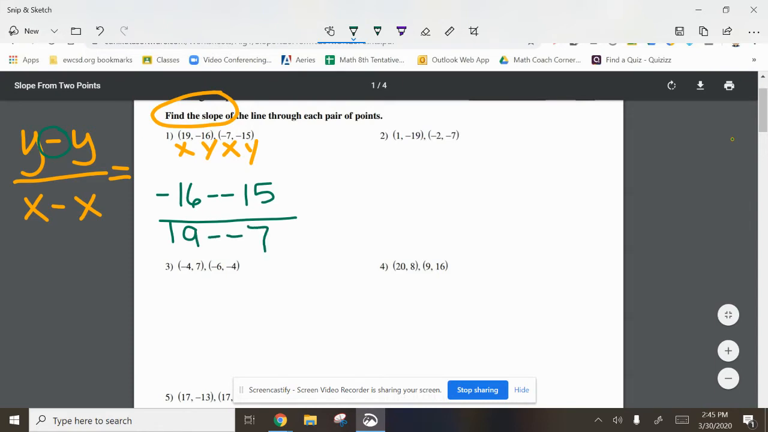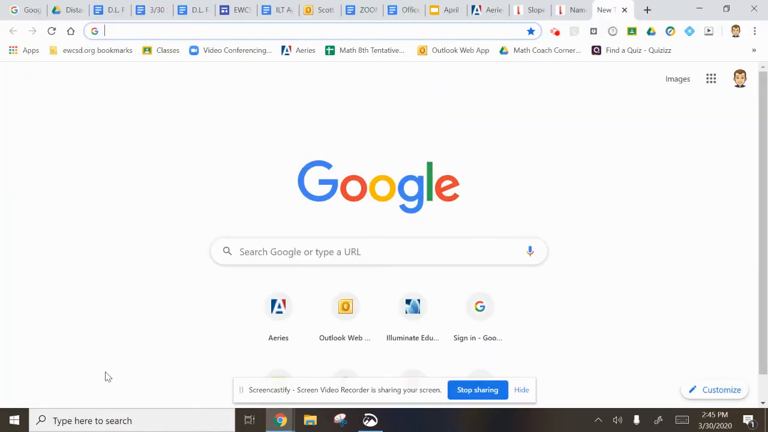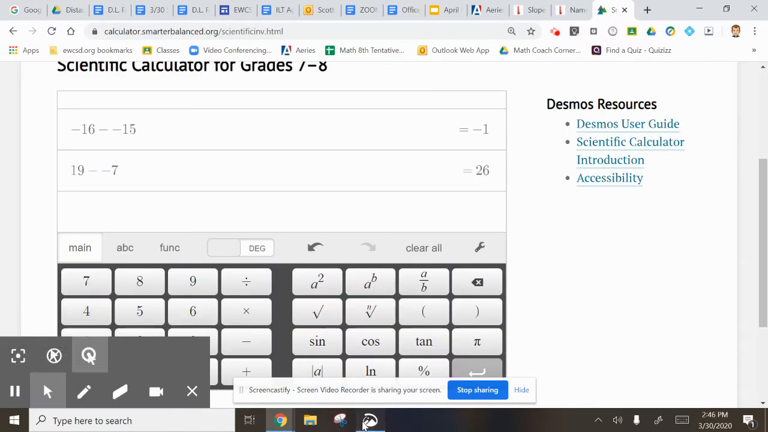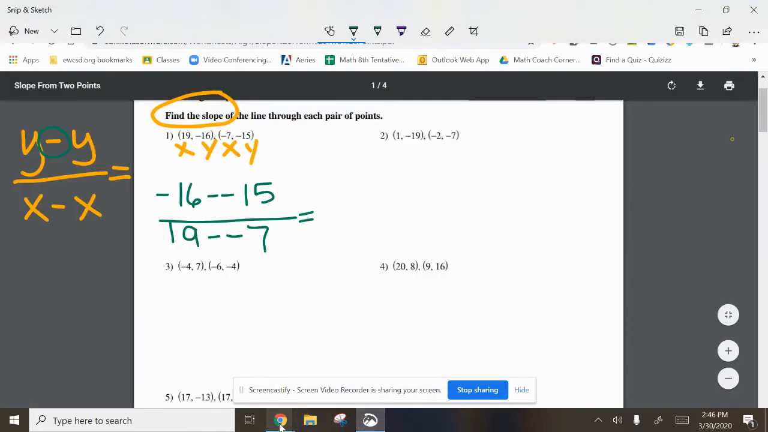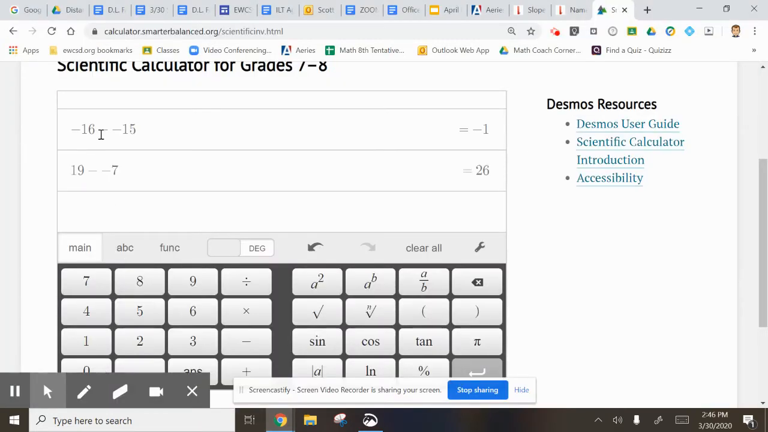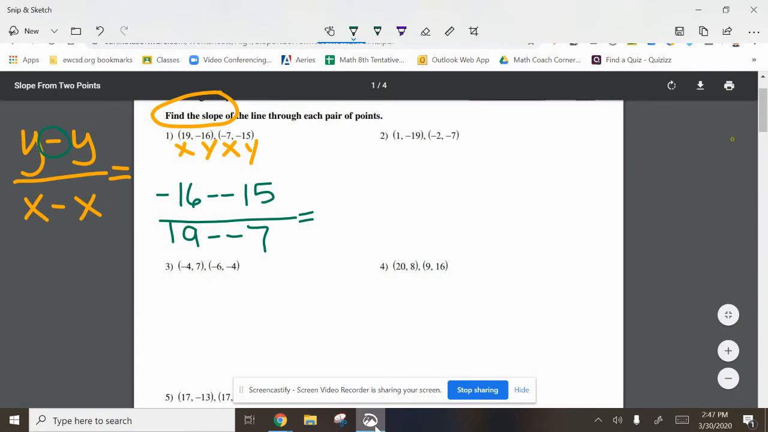This is a tough problem to start out with. But when you're looking at this, can't you plug this into your calculator? Can't you handle it that way? Let's go ahead and do it that way, all right? So when I look at this, I'm going to plug this all in my calculator, okay? And you see negative 16 minus a negative 15. You can go ahead and put that in your calculator, no worries. And you get negative 1, because these 2 negatives become a positive, right? Then the same idea, these 2 negatives become a positive. So you're going to get 19 minus a negative 7 actually equals 26. So negative 1 over 26.